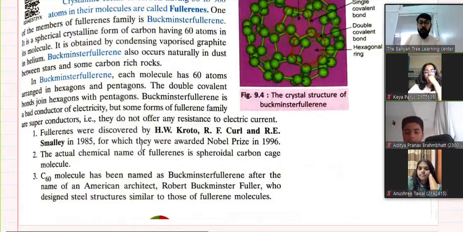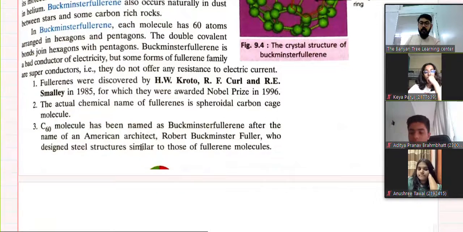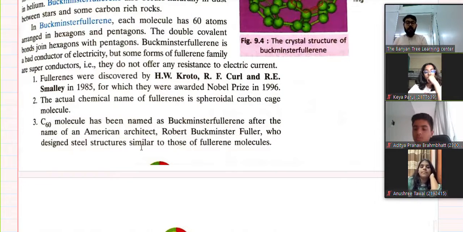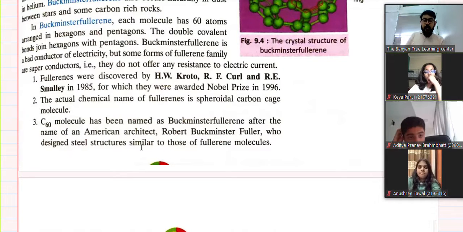So it also occurs naturally in dust between the stars and some carbon-rich rocks. In Buckminster Fullerene, each molecule has 60 atoms arranged in hexagonal and pentagonal rings. The double covalent bonds join hexagons and pentagons. Buckminster Fullerene is a bad conductor of electricity, but some forms of Fullerene family are superconductors, that is, they do not offer any resistance to electric current.